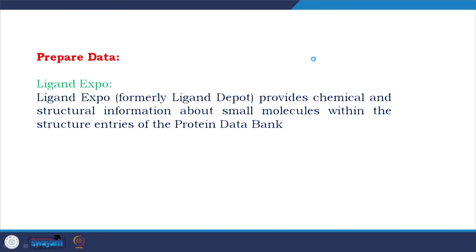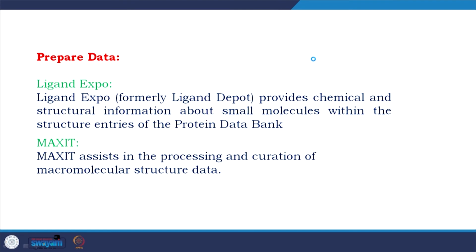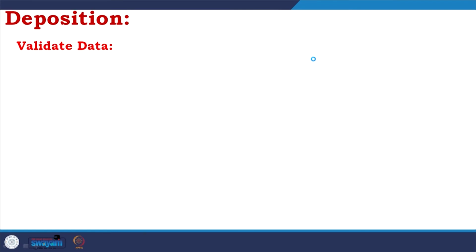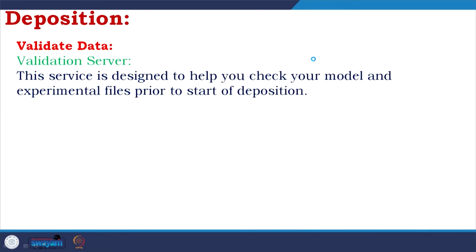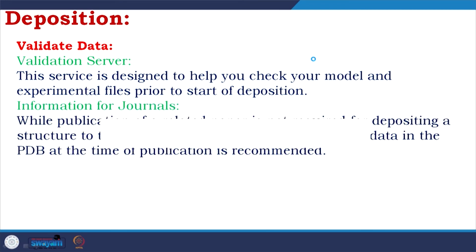Ligand Expo, formerly Ligand Depot, provides chemical and structural information about small molecules within the structure entries of the Protein Data Bank. MAXIT assists in the processing and curation of macromolecular structure data. You also have to do validation. There are validation servers. This service is designed to help you check your model and experimental files prior to the start of deposition. Information for journals.